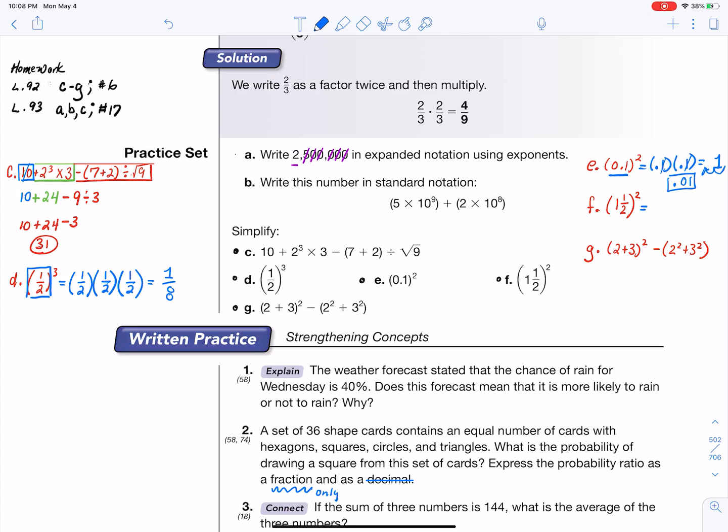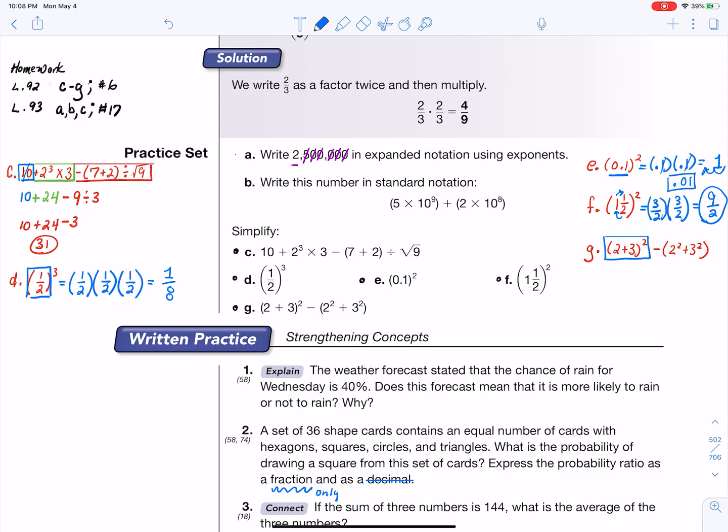On to F. Again, I have a square. Multiplication's involved, so I'm going to take that mixed number and convert it over to an improper fraction. That would be 3/2. I get that by taking 2 times the 1 plus the 1 on top. 3/2 is going to be written down twice because of the exponent. The exponent says I got 2 of them. 3 times 3 is 9 over the 2. So there's your answer.